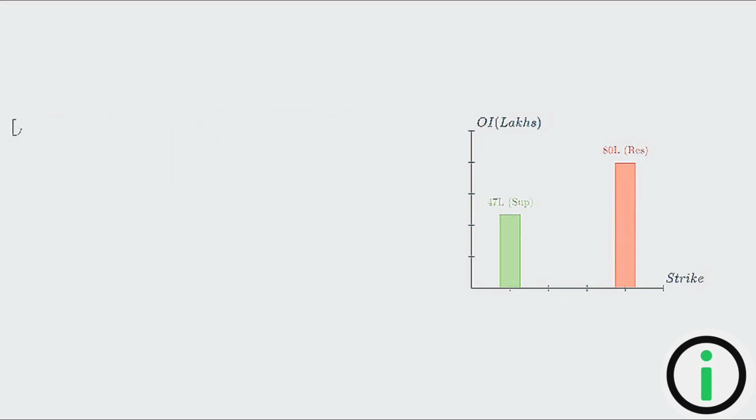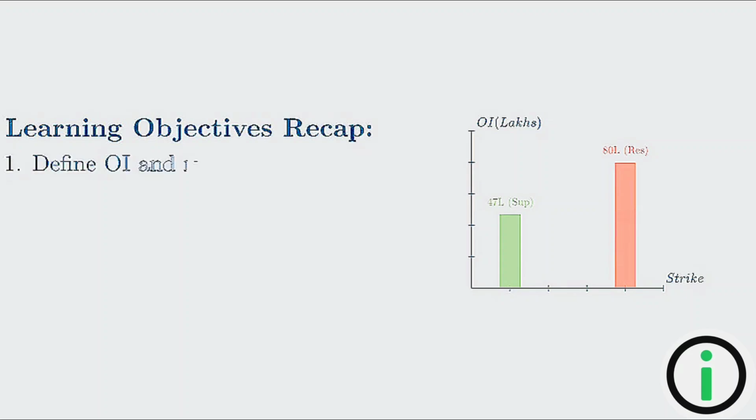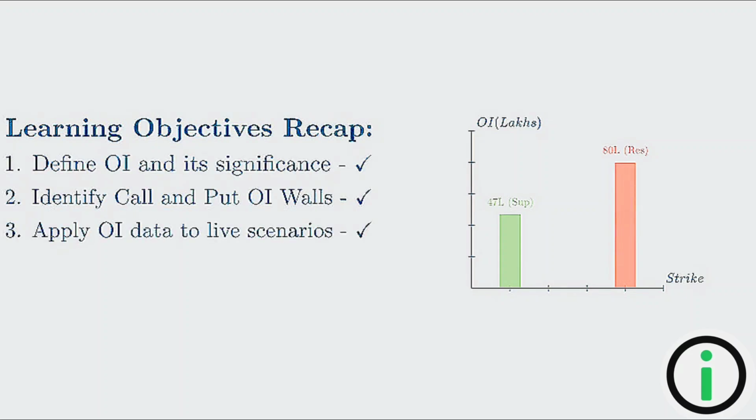We've covered how OI represents the skin in the game, how call walls act as resistance while put walls act as support, and how to use those levels to define your trade path. You are now equipped to look at an option chain not just as a list of numbers, but as a map of the market's battleground.